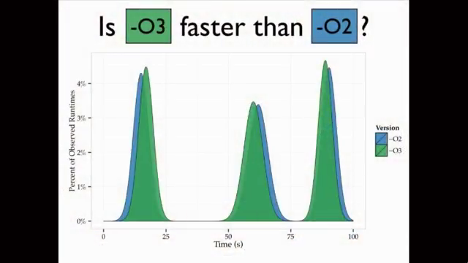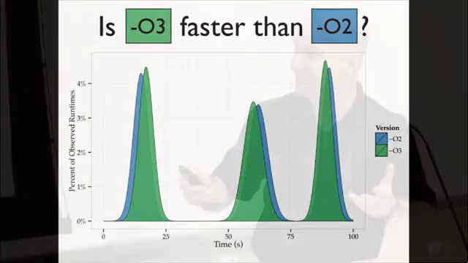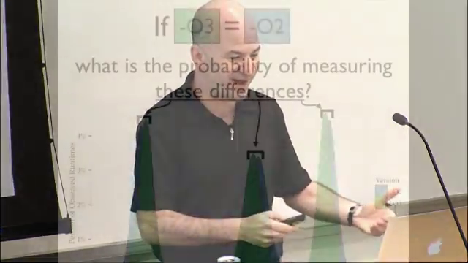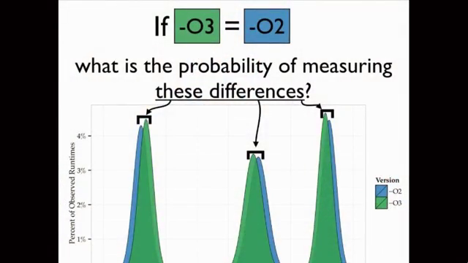I want to know something about O3 and O2 in general, and what I showed you just now is not the way to do it. This is sort of what we want to know: is O3 faster than O2? It looks like it's slower here, faster here, and you're like, oh, sometimes it's good, sometimes it's not. But this is not actually the way to do this. We have to go back to this null hypothesis approach. We say, if these two were equal, what would be the likelihood of measuring these differences?